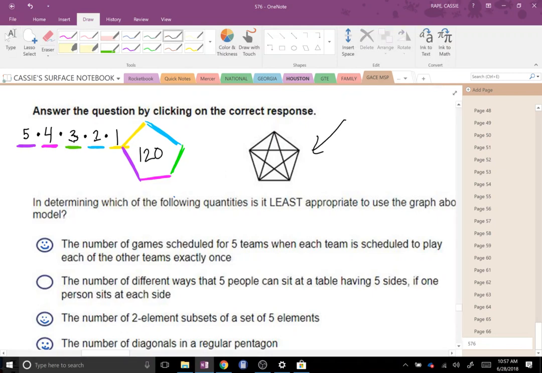This particular picture in no way demonstrates that. It demonstrates something about 10. So that's why this one is B, because that is not a good model that would help you to understand a permutation.